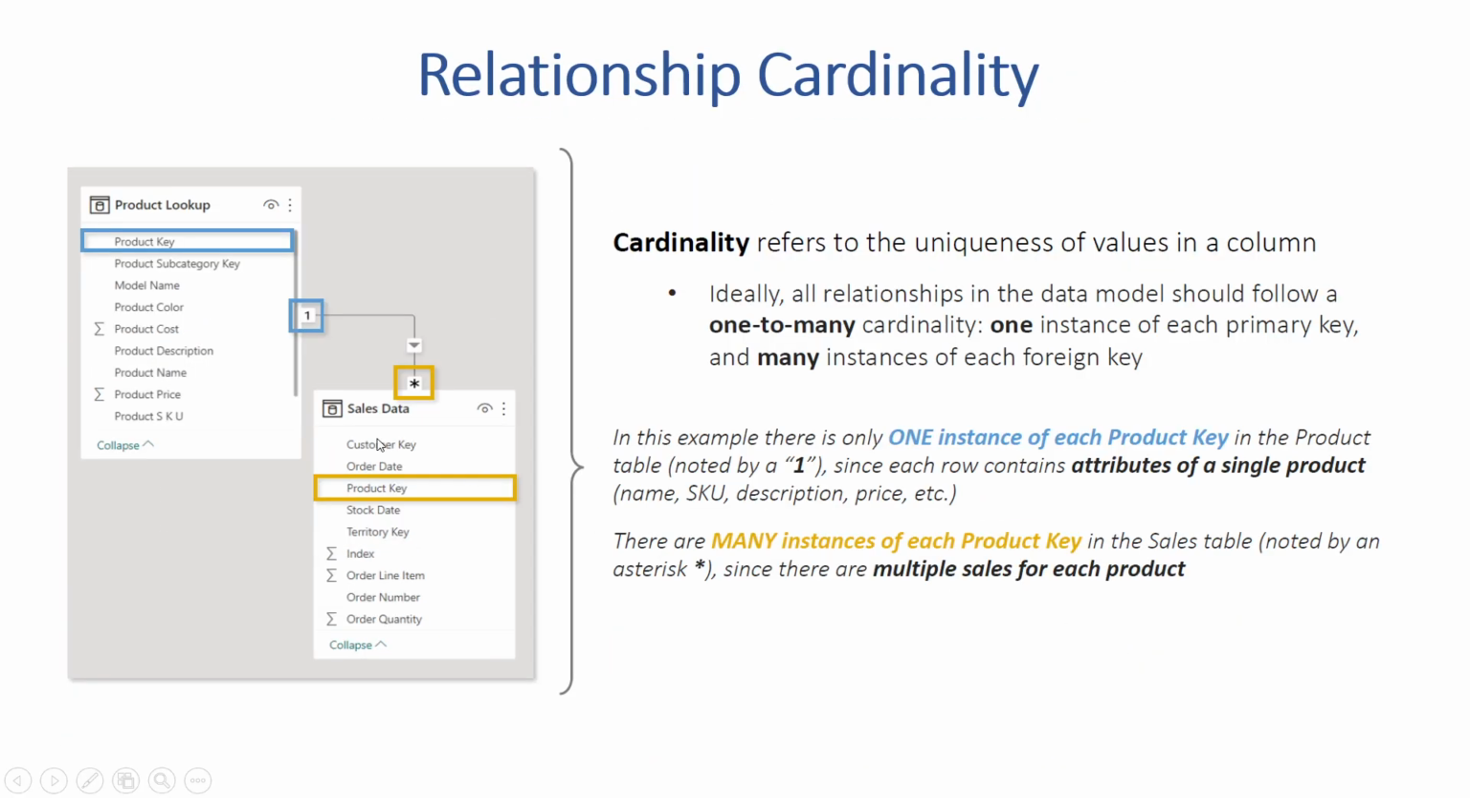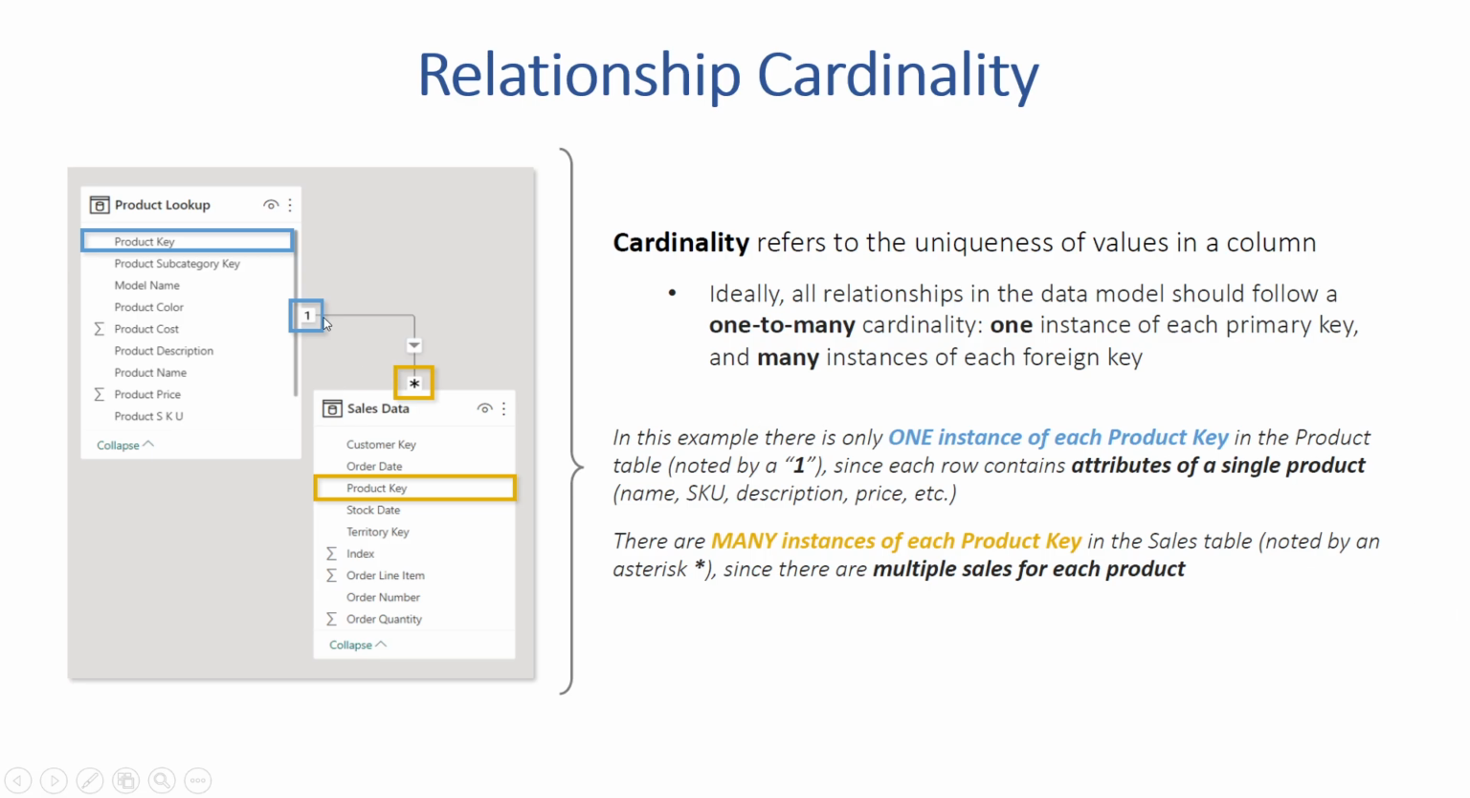Relationship cardinality. Okay. In this example, there's a product table and there's sales data. Cardinality refers to the uniqueness in a column. Ideally, all relationships in the data model should follow a one-to-many cardinality, one on each primary key and many on each foreign key, like this.